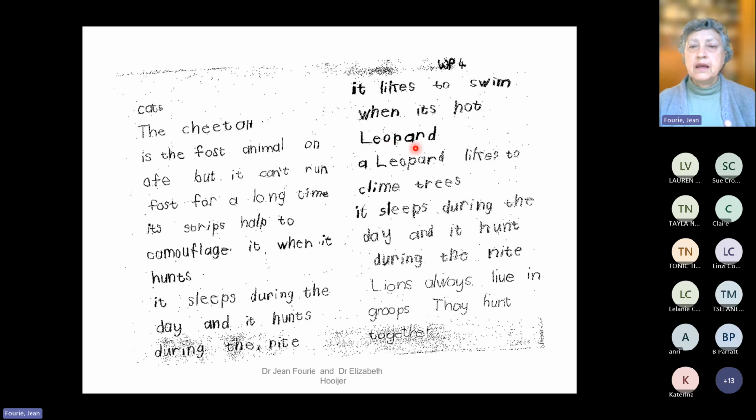Then we're going to write about the leopard. Remember, in the previous brainstorming, the child had not spelled leopard correctly, and we had a little session. We wrote the word out a couple of times, so now we know how to spell the word leopard, and we've got it next to us on our little flashcard so the child can write. What are we going to write about leopards? A leopard likes to climb trees. And what else do we know about leopards? It sleeps during the day. And it hunts during the night.